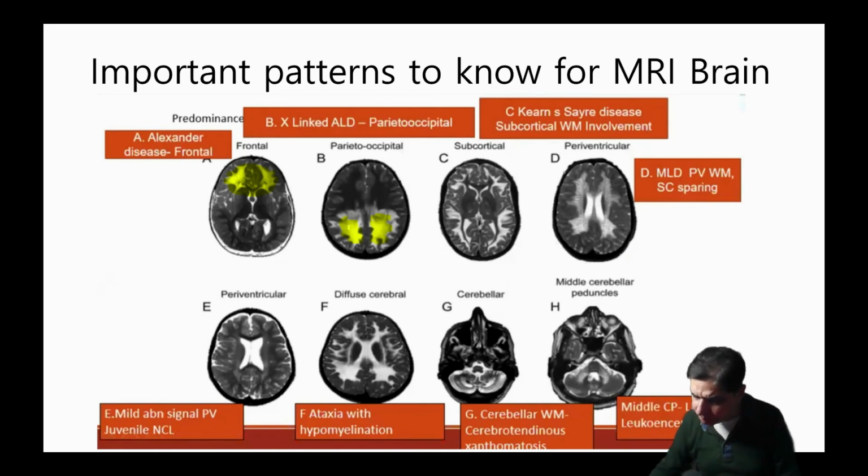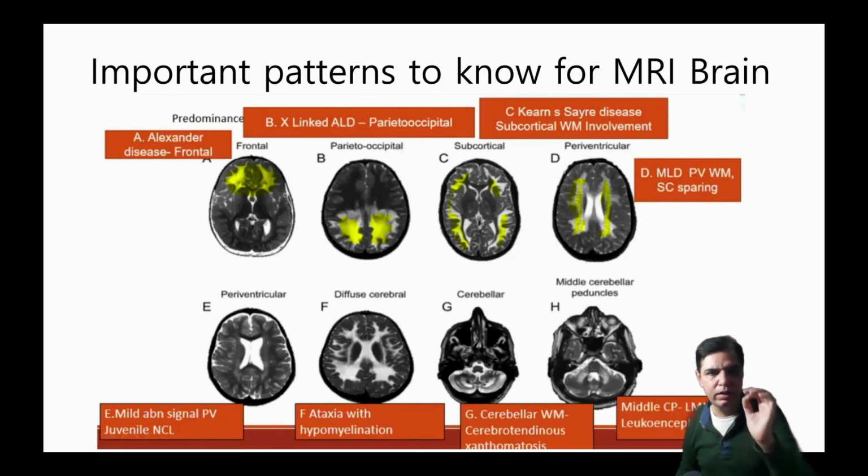If you see predominantly subcortical involvement, not cortical but subcortical diffuse involvement on both sides, you are probably dealing with Kearns-Sayre disease. Or if it is predominantly periventricular involvement of the white matter, then you are probably dealing with metachromatic leukodystrophy. So these are some of the patterns.